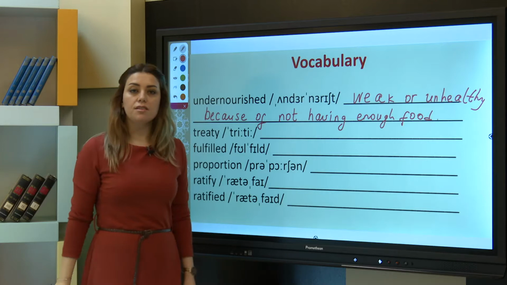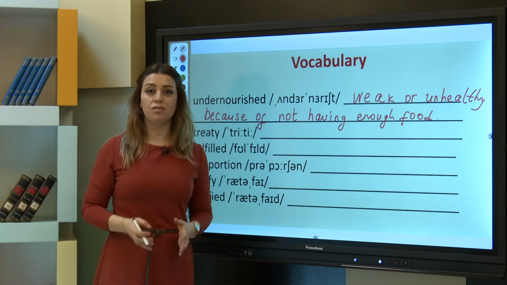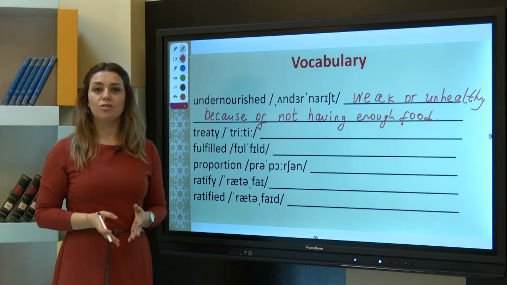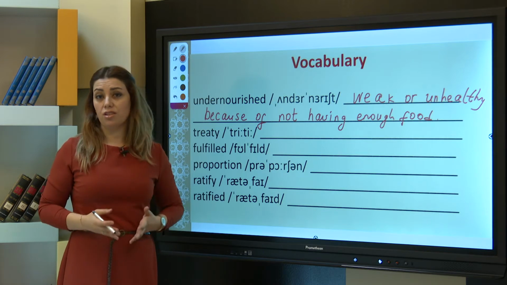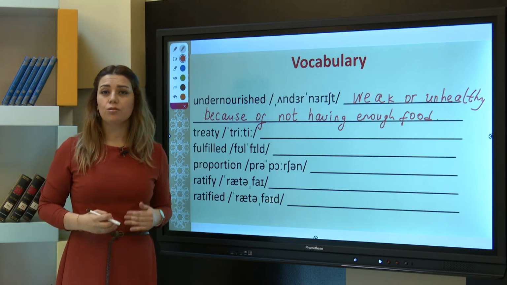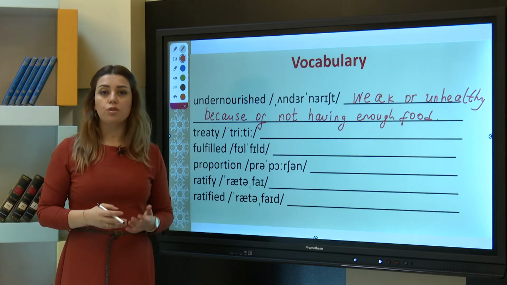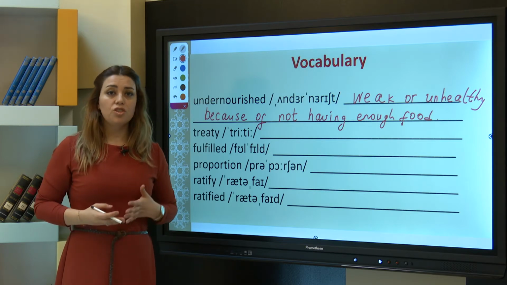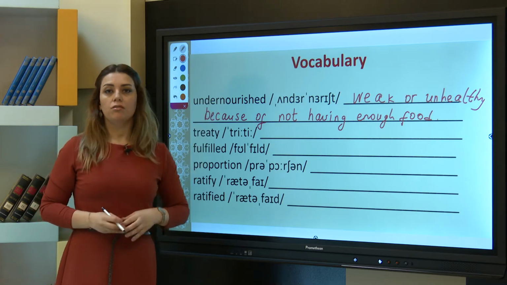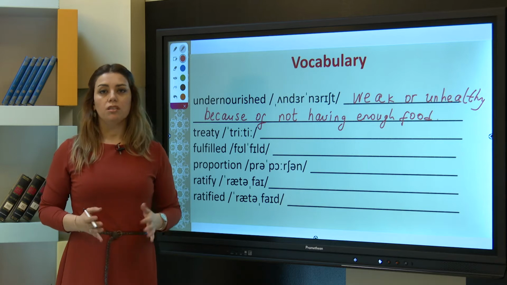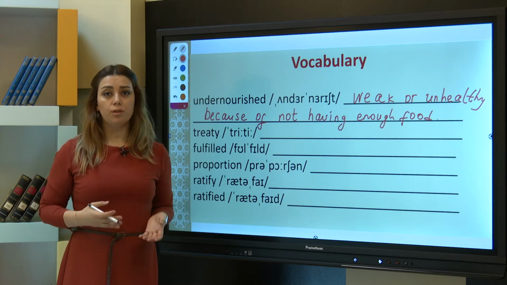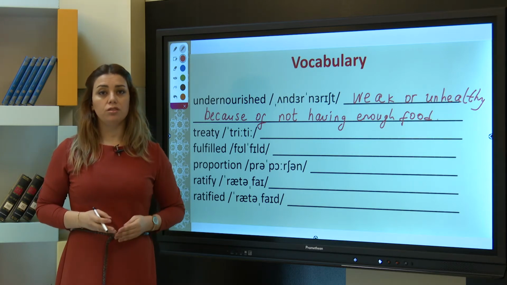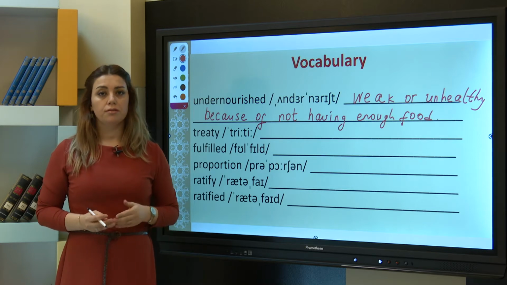To understand this word, I want you to remember the children in Africa. You see on TV sometimes there are children who are very thin, who look very hungry. There is nobody to take care of them. These children are undernourished. They don't have parents, they don't have family. So we call such kind of children undernourished children.